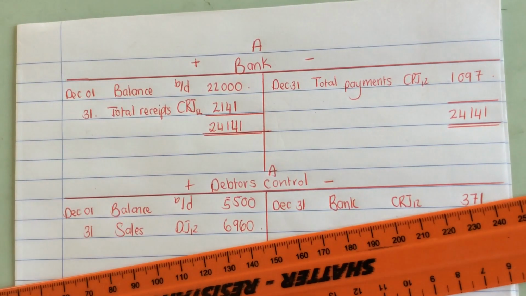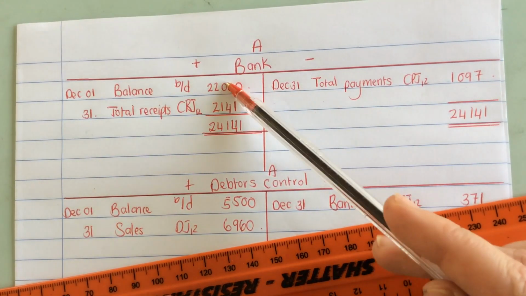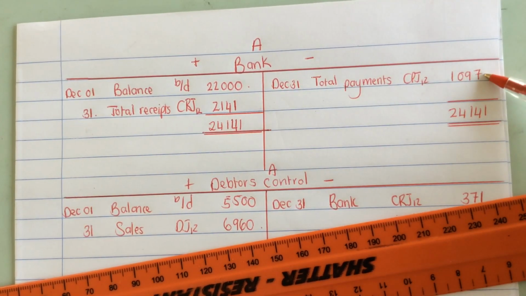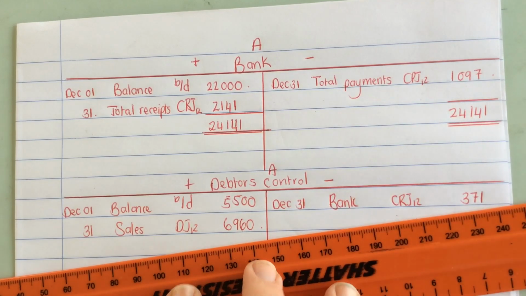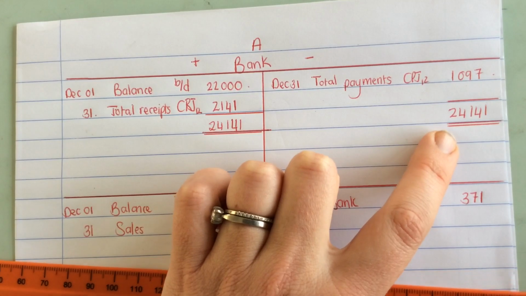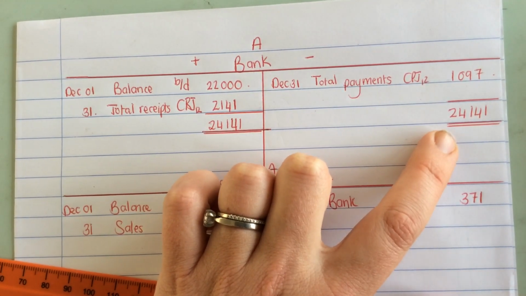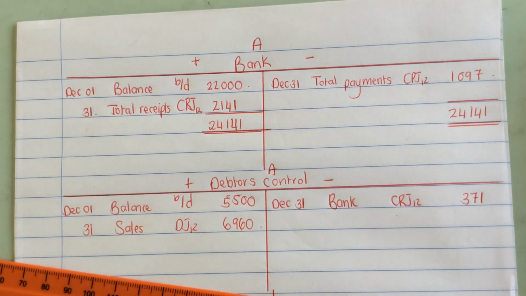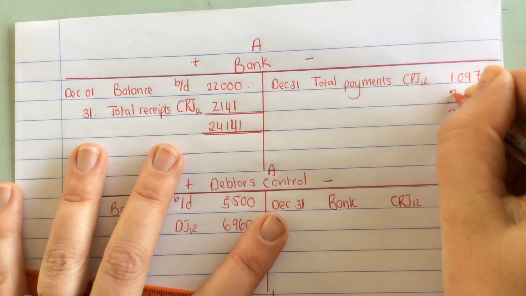24,141. The next step is to find the missing amount. So my debit side adds up to that, that's fine. I need to say, what must I add to 1,097 to get 24,141? So you take 24,141 minus 1,097 and you get 23,044.